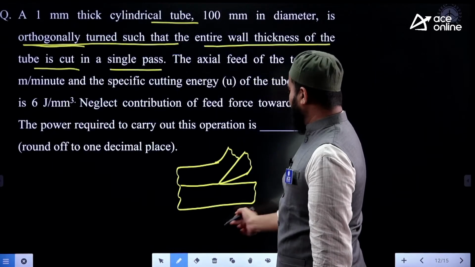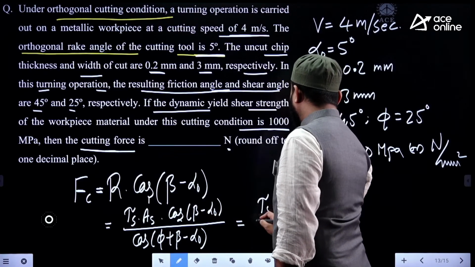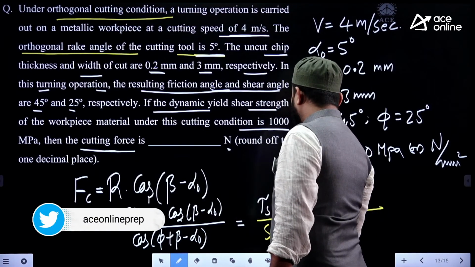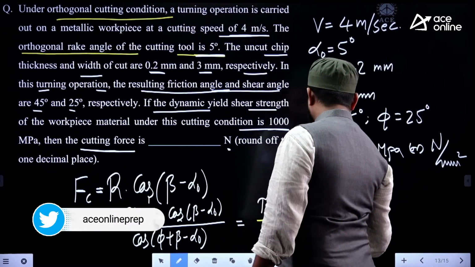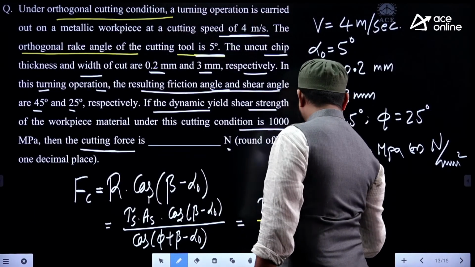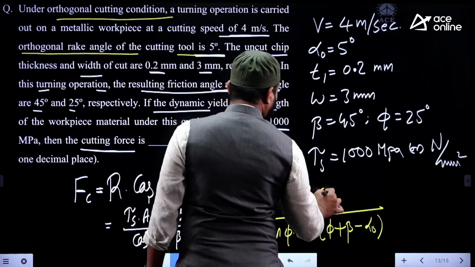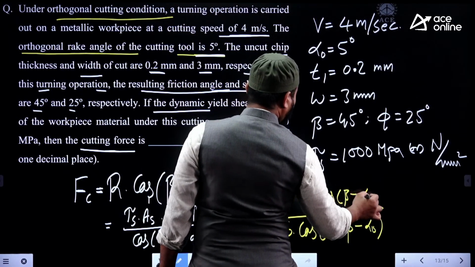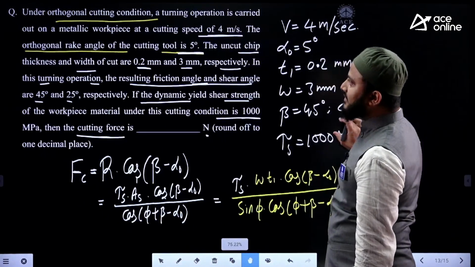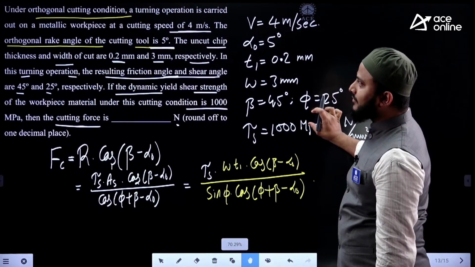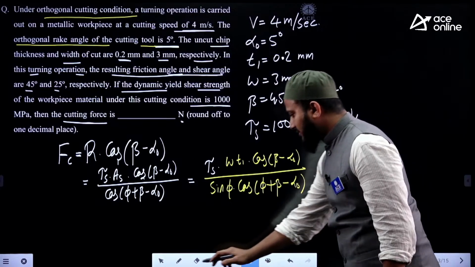So once we have that shear plane area also, then observe here, tau s W T1 by sin phi into cos, already this value is there in the denominator, phi plus beta minus alpha, and along this, cos beta minus alpha. So for the people who do analysis, reaching this equation is very simple. If you try to mug up the first formula, then you will find it difficult in solving this question.